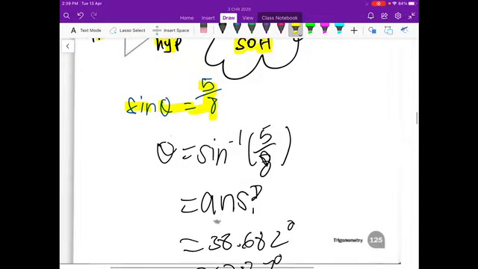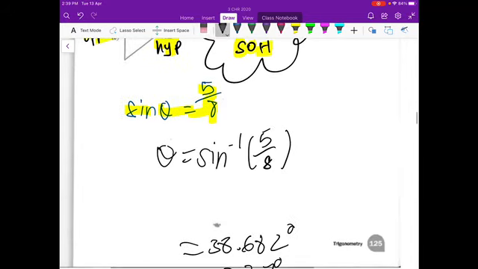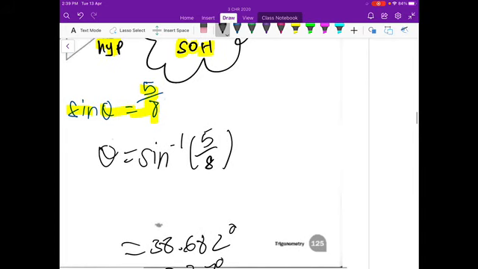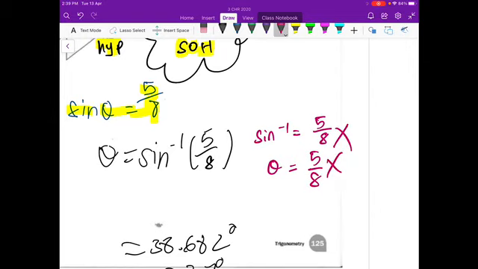And this was where the trouble started for the boys. The trouble being that they didn't know how to present. So we start off by seeing things like, sine inverse equals to 5/8, or theta equals to 5/8. All these are wrong.